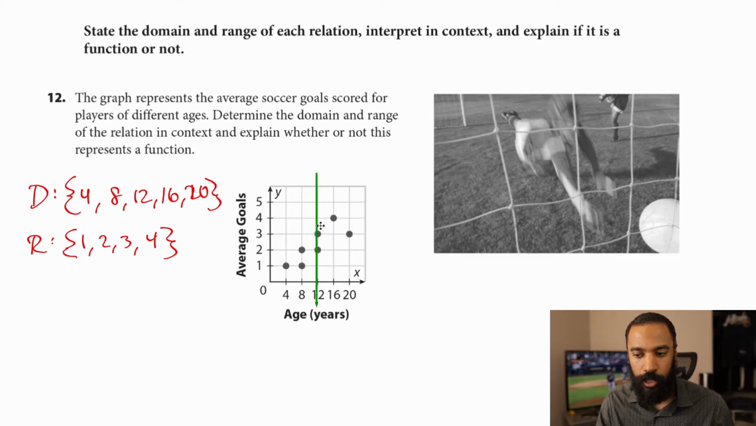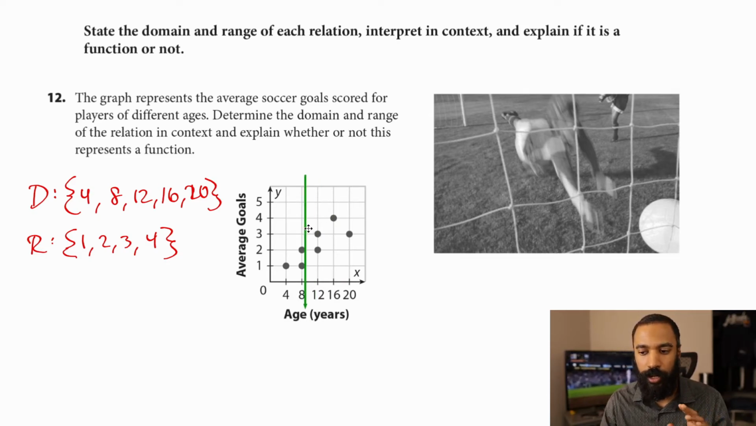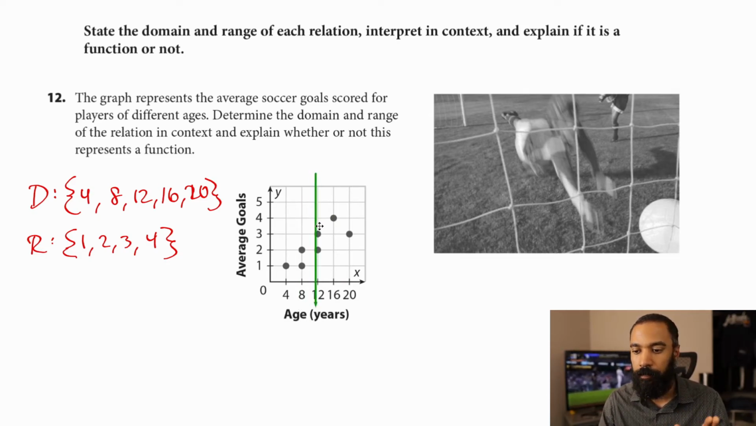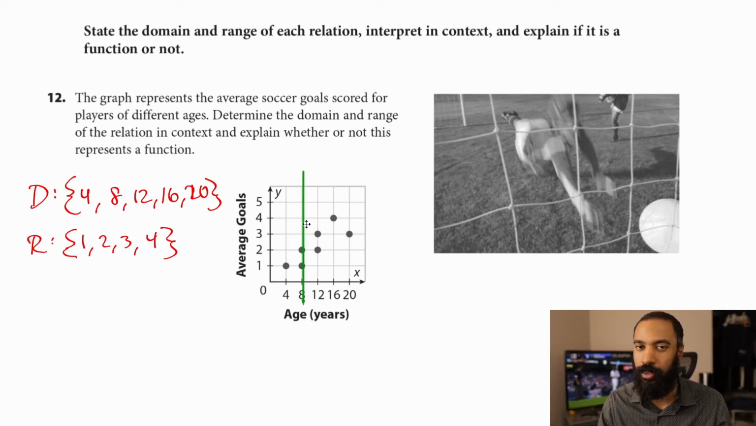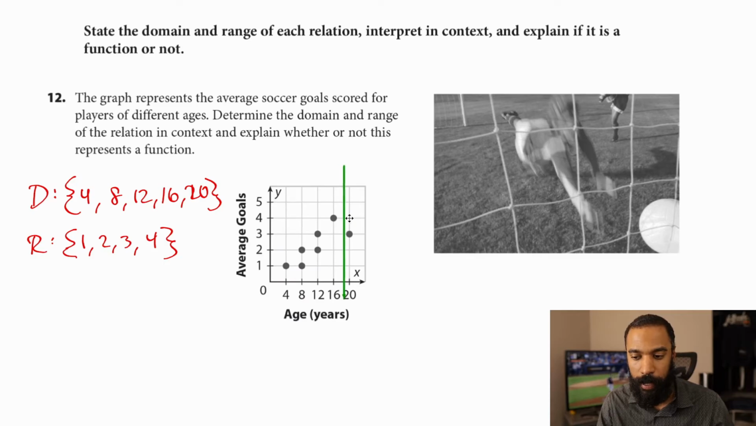The 8-year-old and the 12-year-old show two different soccer goal averages, which are not functions. What I'm doing with this green thing right now is actually called the vertical line test. It's not something you have to draw. And furthermore, it's not something that you can do for yourself, like scanning like this. But this vertical line shows me that if I touch more than one point for any particular X value, I failed the vertical line test, and therefore it's not a function.